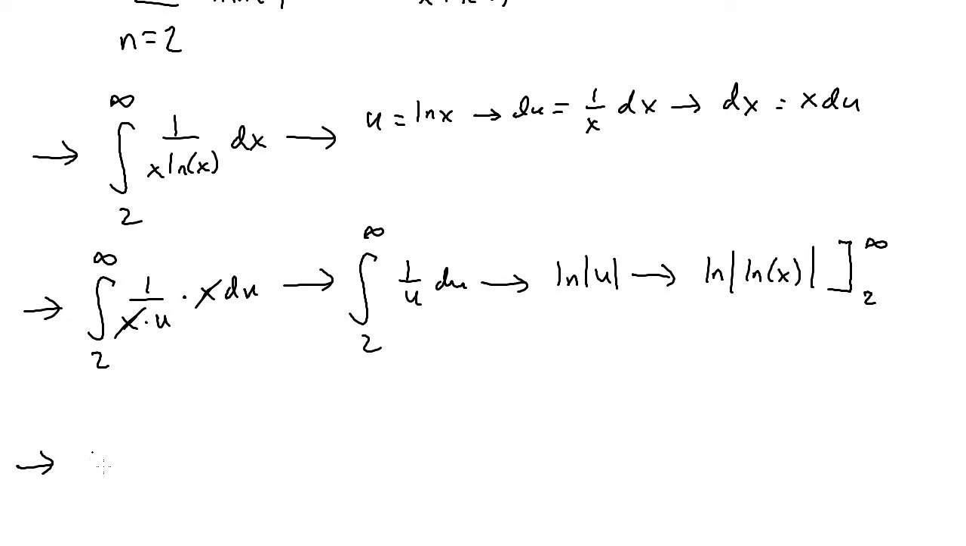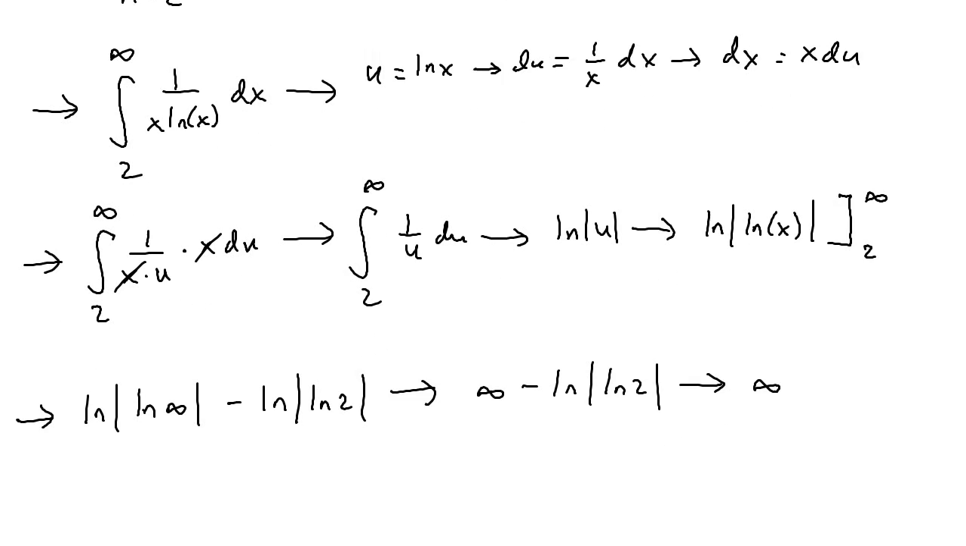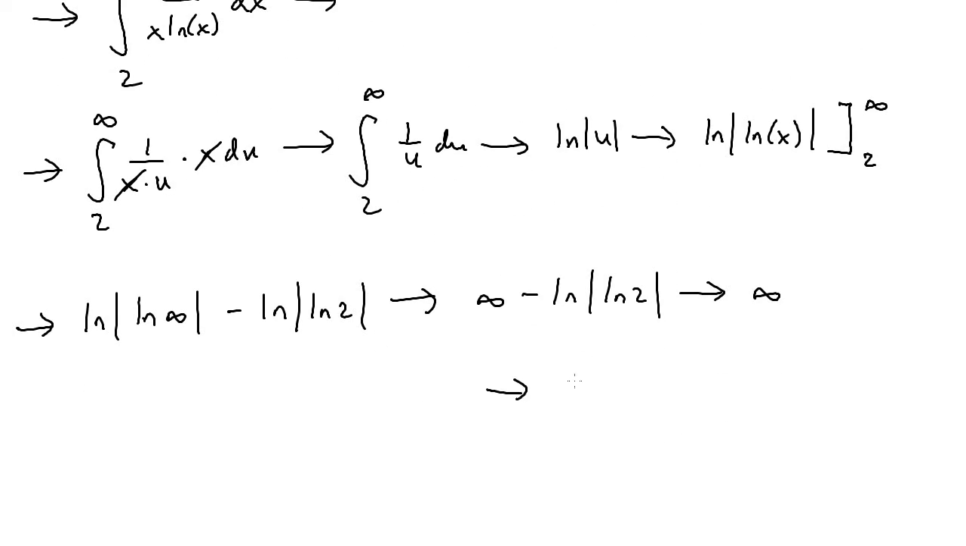So to evaluate this, we'll get the natural log of the natural log of infinity minus the natural log of the absolute value, natural log of 2. The natural log of infinity is infinity, and the natural log of the absolute value of infinity is still infinity. So we'll get infinity minus the natural log of the natural log of 2. This is insignificant compared to infinity. So infinity minus an insignificant number will still get us infinity. So this means the integral diverges, which means the series will also diverge by the integral test.